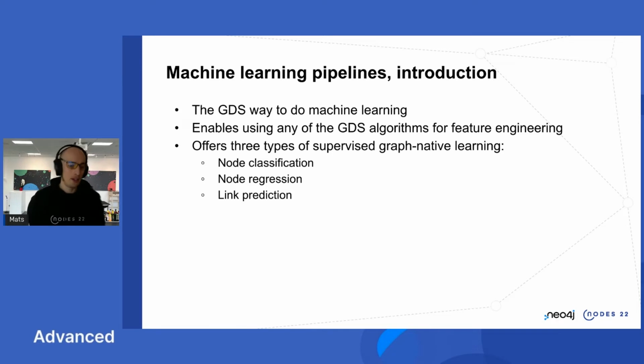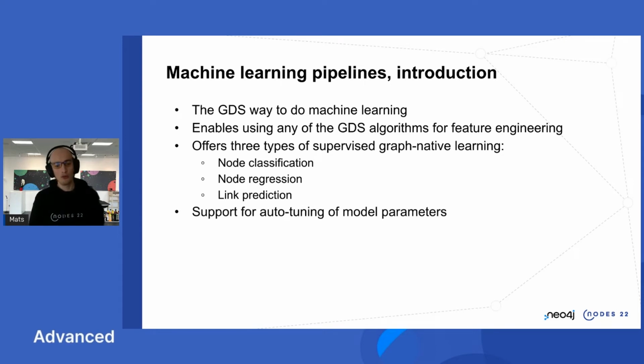We also have link prediction. This is the relationship-focused pipeline. So given a node pair, ought there to be a relationship between this node pair or not? That's what the link prediction pipeline is there to learn. The pipelines also offer support for auto-tuning. This is only for the model parameters. And what is the model? The model is also a training method. I will go over what that means in a bit.